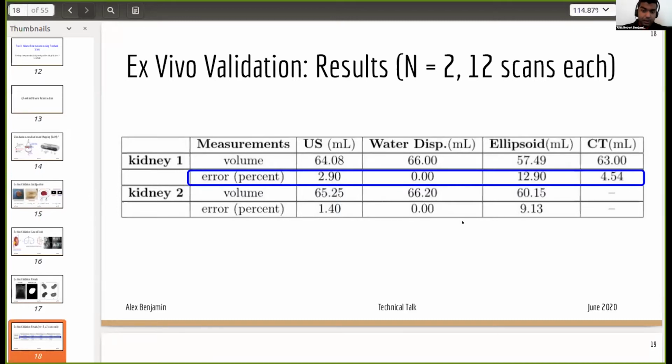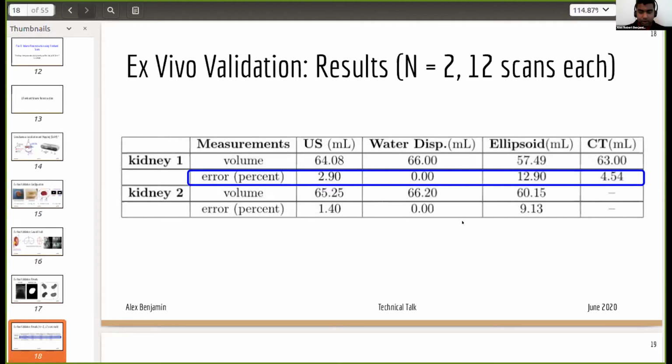For the ultrasound method and the CT method, I cannot make a claim that ultrasound is better than CT, but the errors were comparable. What this led us to believe is that freehand ultrasound scans can potentially serve as a surrogate for volume estimation in people. And that was a highlight and a result that we found.